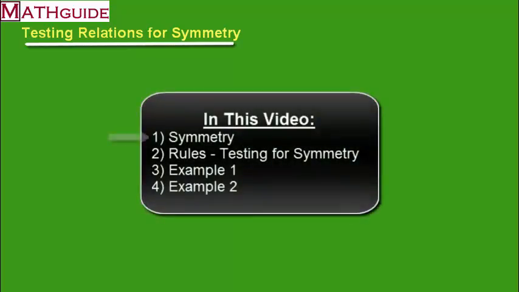In this video, we're going to test relations for symmetry. In our first section, we're going to discuss what symmetry means. In our second section, we're going to talk about the rules for testing for symmetry. In section 3, we'll go over an example, and in section 4, we'll go over a second example. All right, let's get started.